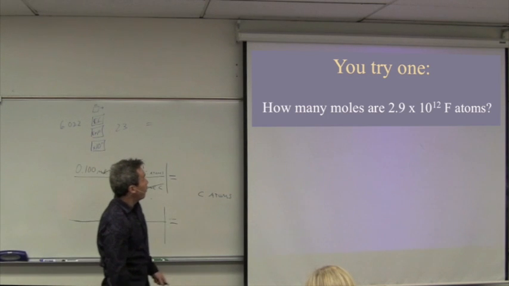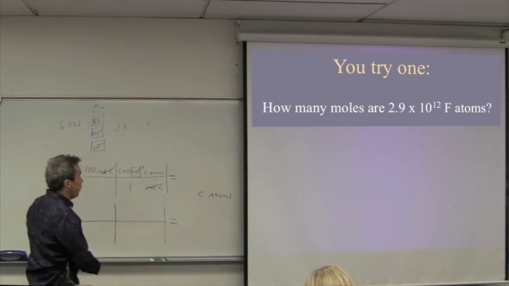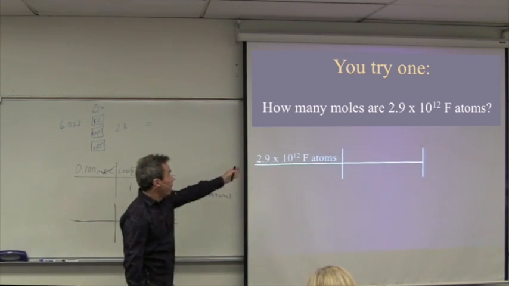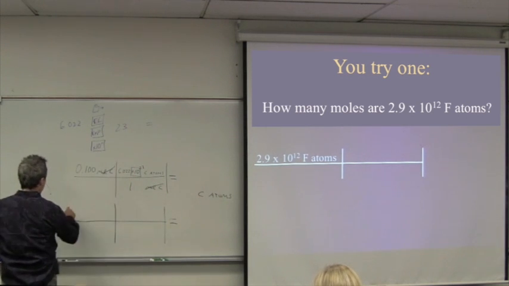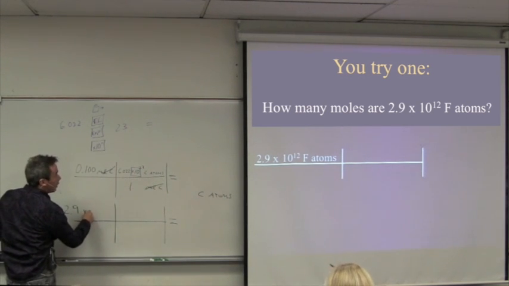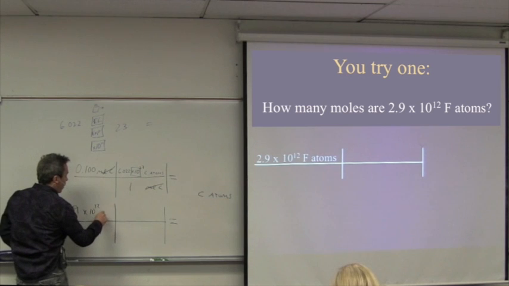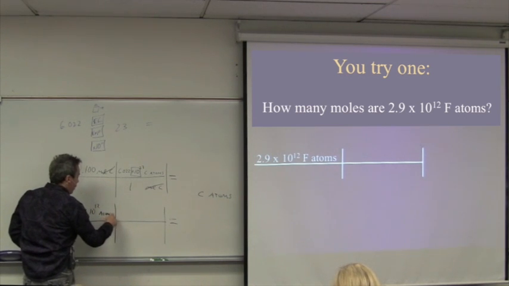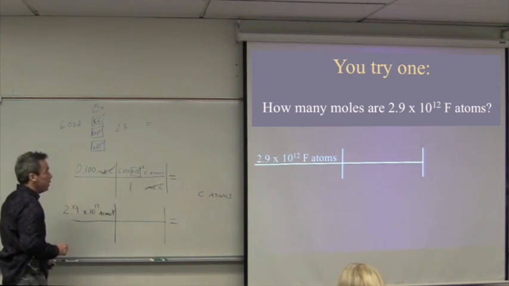Here we're given the number of atoms and we want to convert to number of moles. So what's the first thing we do? Write down the number of atoms we're given. 2.9 times 10 to the 12th atoms of fluorine.